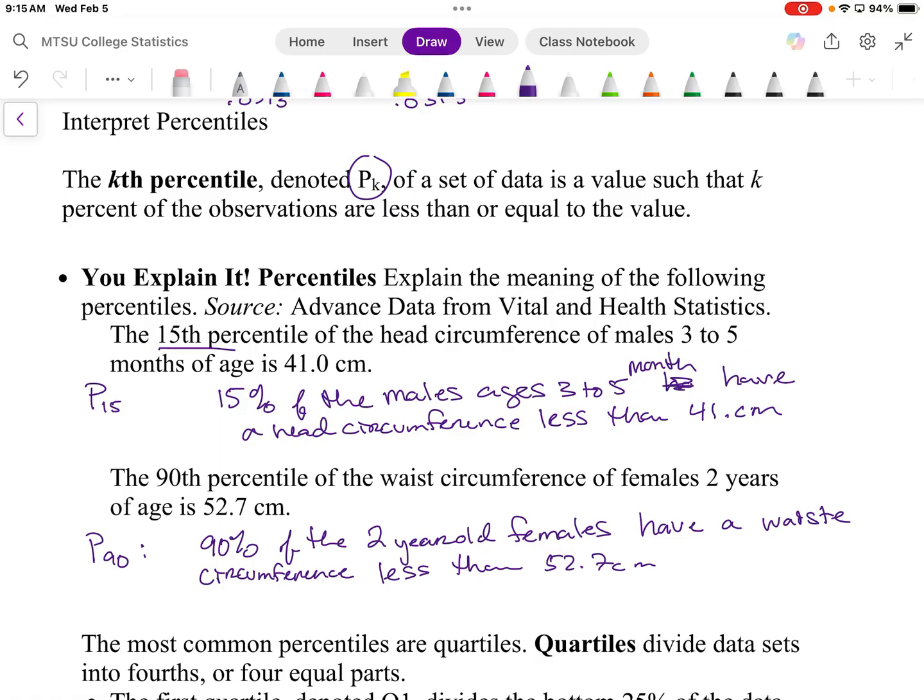If they ask you to explain something like that, where it said the top 10%, we would say, hey, the 10% of, in this case, girls have a waistline more than 52.7, or greater than 52.7.